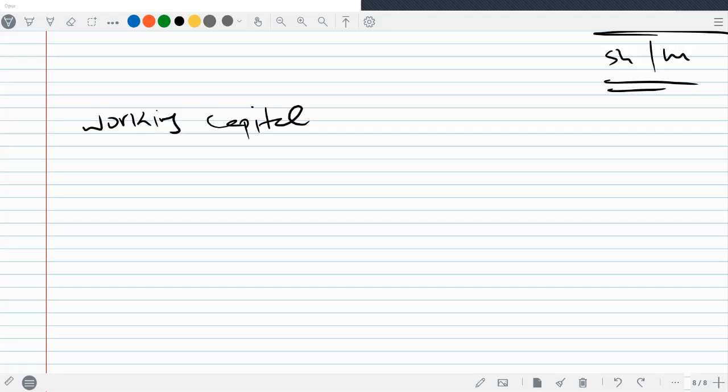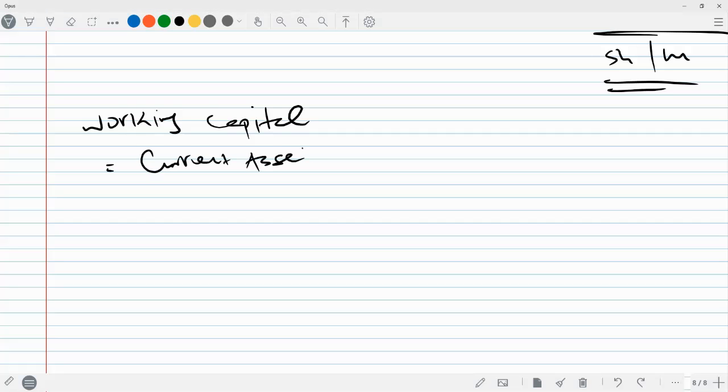Current assets plus current liabilities. Sorry, current assets minus current liabilities. Current assets minus current liability. That is true. Thank you. Current assets minus current liability is what is referred to as the net working capital. The excess of current assets over current liability is what is referred to as the working capital.